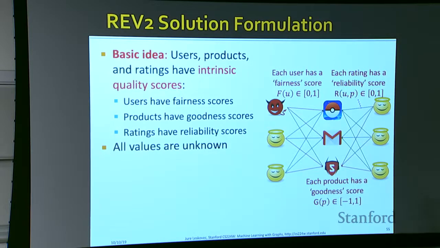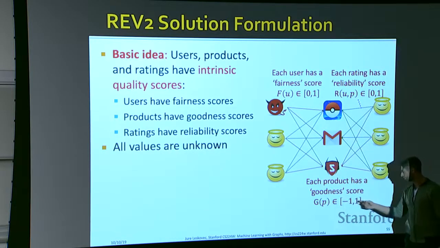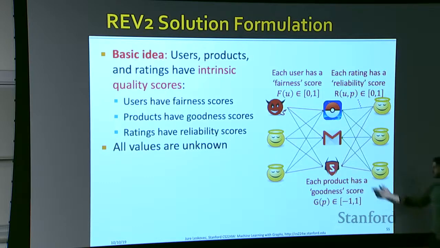So let's make this a bit more formal. What are the scores that we're going to be using? Our users will have fairness scores. This score will tell us how fair the reviews are that the user usually leaves. The products will have some sort of goodness score. Once again, this goodness score will be between -1 and 1. And the ratings will have a reliability score, okay? So each rating will have a score that will tell us how reliable that review is.